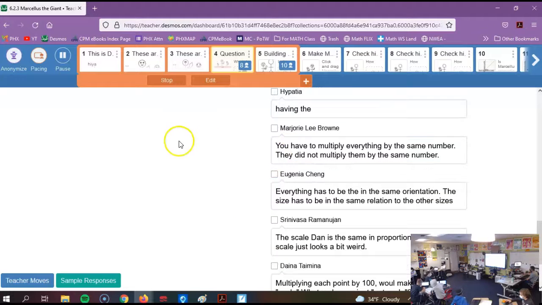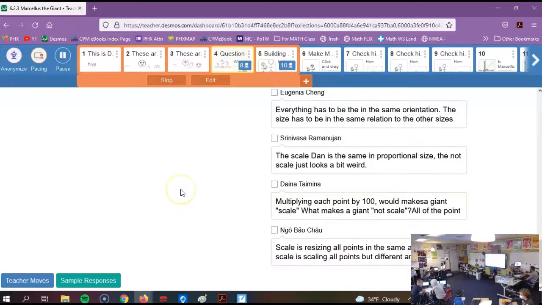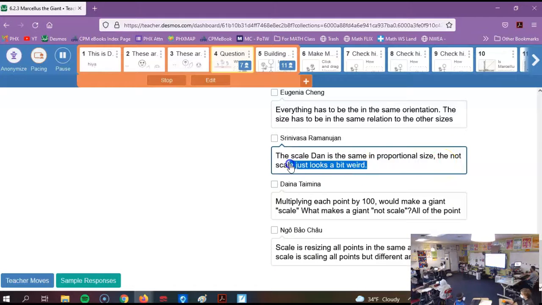It just says having the... having the best time. Ooh! Same in proportional size. The not scale just looks a bit weird.